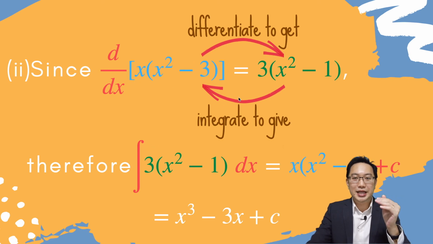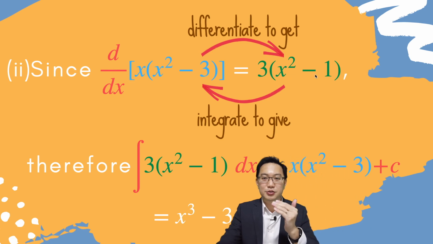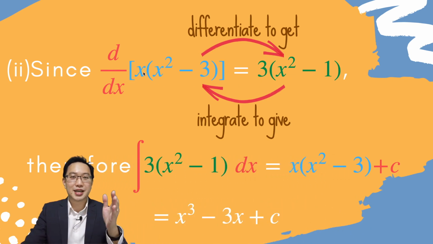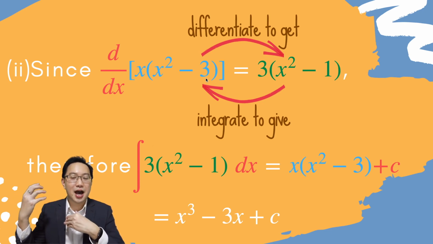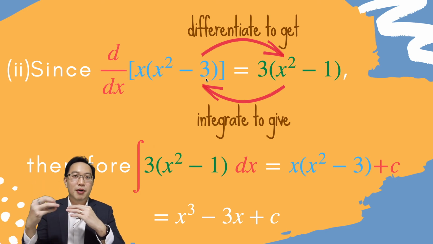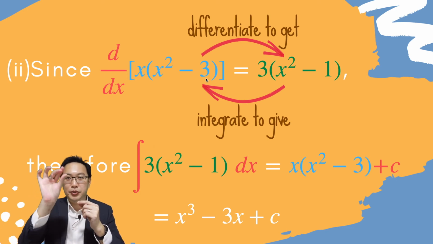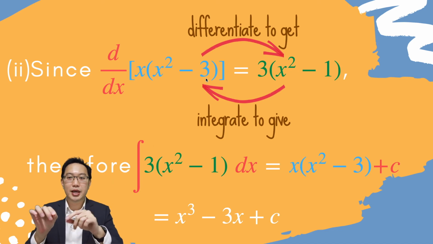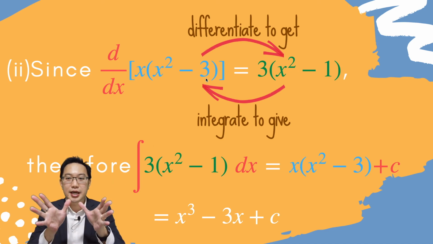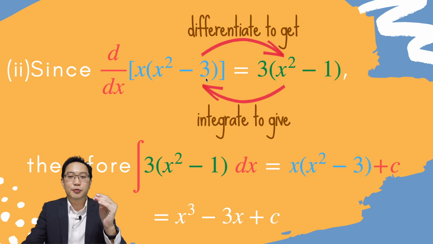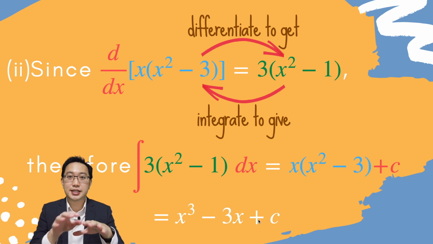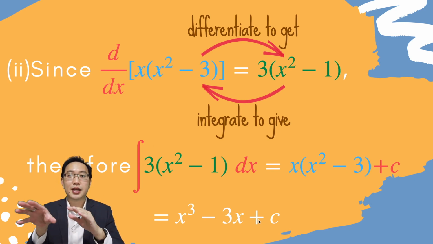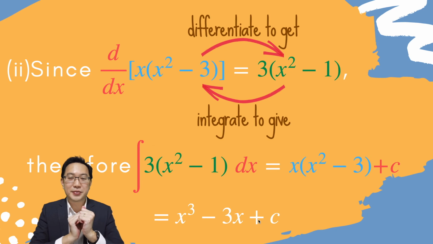Therefore, we can declare that if I integrate 3 bracket x squared minus 1, I will get x bracket x squared minus 3. But I have to add plus c. It is an arbitrary number, a constant, but we just don't know the exact number right now. Until we put in a certain value of x and y, then we know that number. So we put in that unknown constant, plus c, first, then later we find it out. To simplify this, we get x cubed minus 3x plus c. In this case, they didn't give any x value or y value, so we just leave it as plus c. Got it? Okay, move on, next.